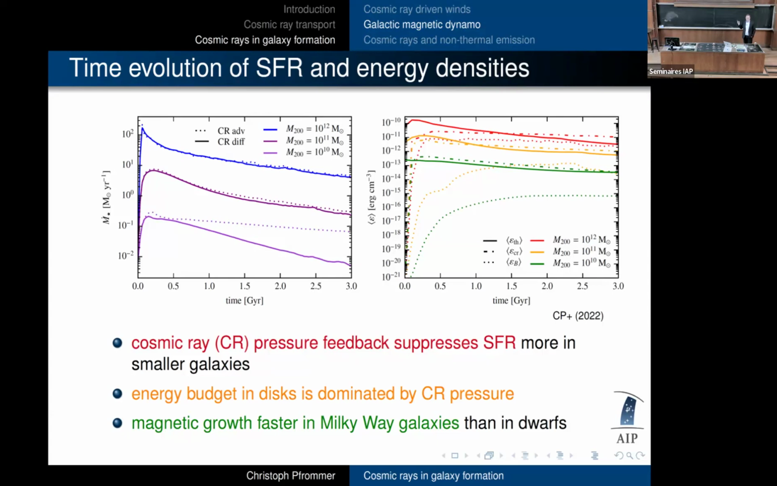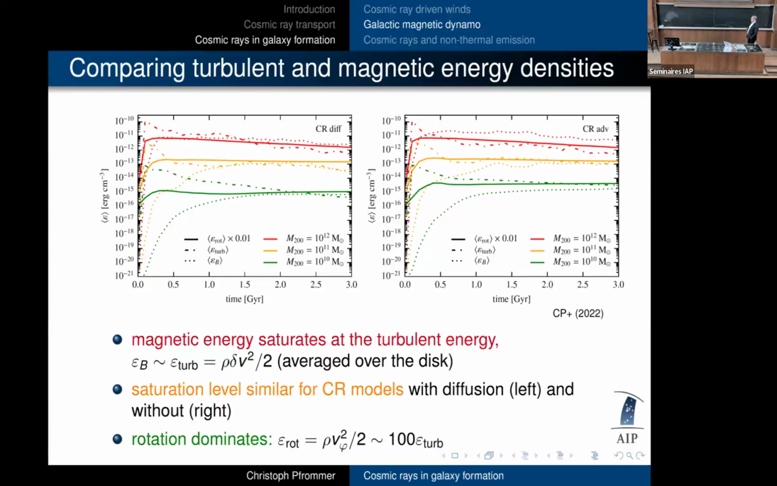Let's look at this magnetic growth a little bit more in detail. First of all, where does it saturate? Now I compare the turbulent energy, dash-dotted, with the magnetic energy, dotted, and you can see that indeed the magnetic energy saturates at the level of the turbulent energy density, as expected for a small-scale dynamo. Now, this is only good to a factor of a few, so that is something to bear in mind there.